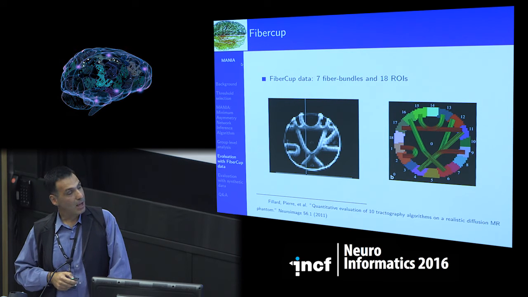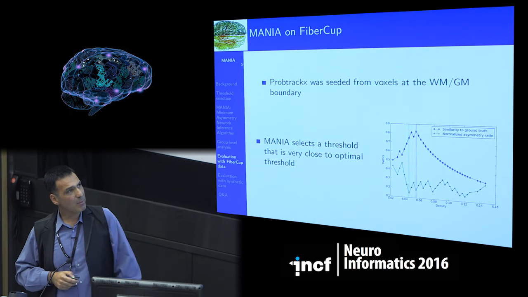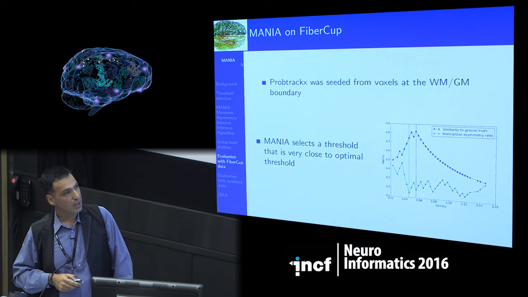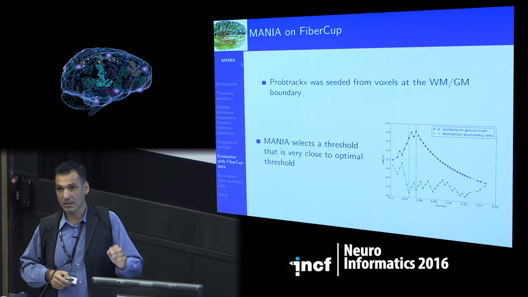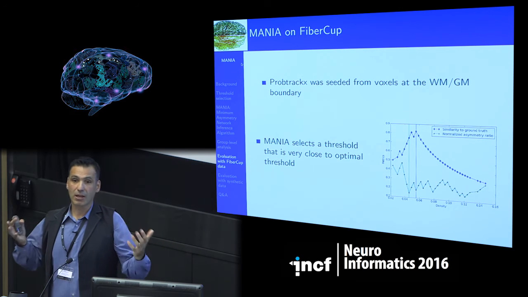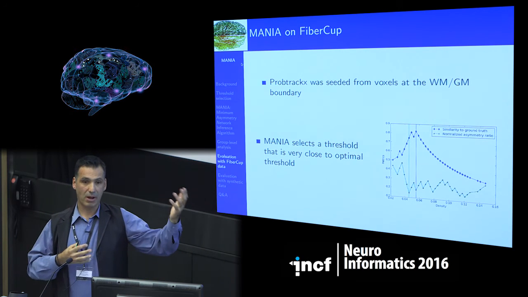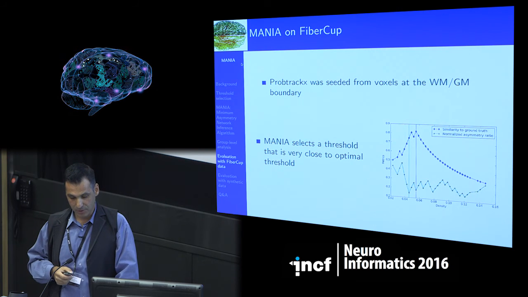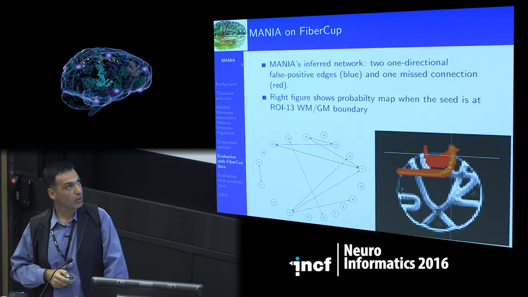So when we examine what MANIA does in this case, it produces a threshold, which is this particular point here, the point that minimizes the normalized asymmetry ratio, which is very close, but not exactly the same, as the optimal threshold that you could have chosen now that you know the ground truth, right? So we don't find the perfect threshold, but we find something quite close to it.